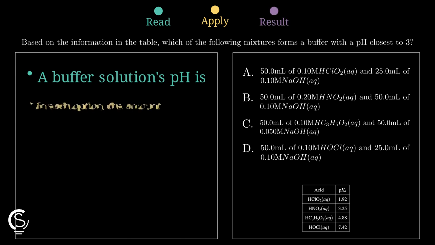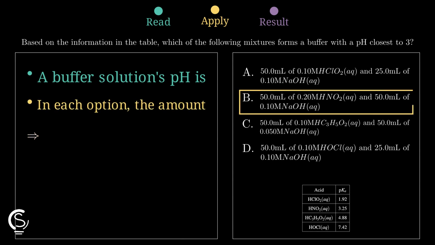Comparing the table pKa values, the nitrous acid system lands closest to pH 3, so the mixture in option B is the best match.